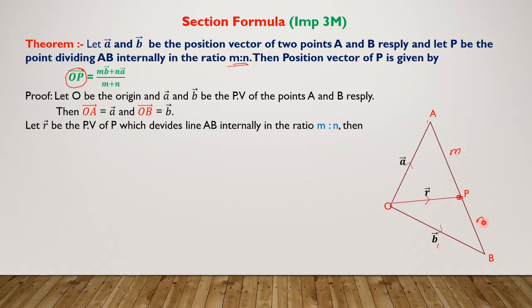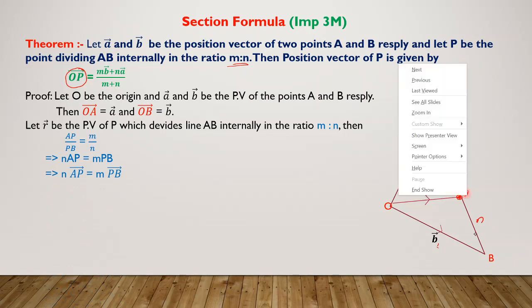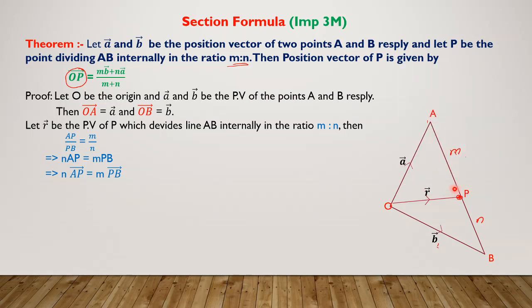Okay, so now with your permission, I'm going to write AP divided by PB as M by N, correct? So AP is nothing but M, PB is nothing but N. So AP divided by PB is M divided by N. Just cross multiply: N into AP is equal to M into PB. That's nothing but N into vector AP is equal to M into vector PB.